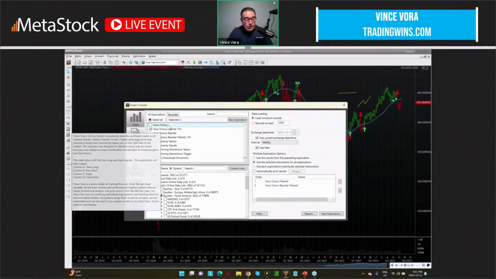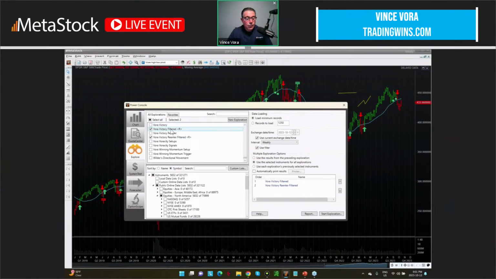Now, there's Vora Victory, and then there's Vora Victory Filtered. The filtered one means it has a minimum slope criteria, okay? So rather than giving you everything with a new green arrow, it's only going to give you the ones that have a significant slope already. So it'll save you time, all right?